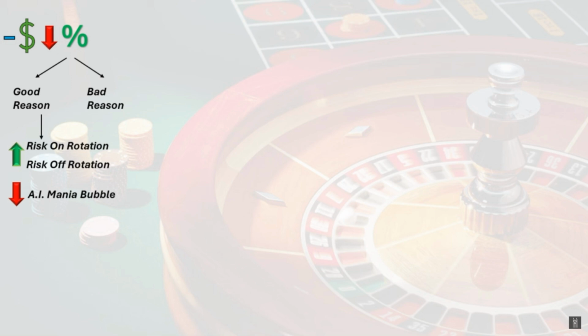But of course, these rotations happen at the expense of the AI mania. Not because, now that you thought about it a little bit, not because we're moving the money, the $2 trillion that we took out of the AI into the risk-on or risk-off rotation. No. A lot of that money is staying in cash. A lot of that money is just transferring hands.